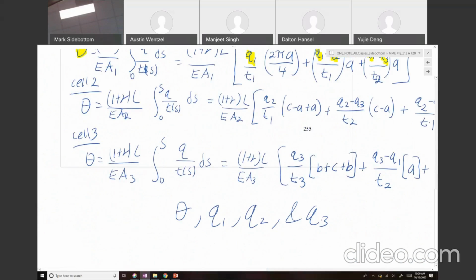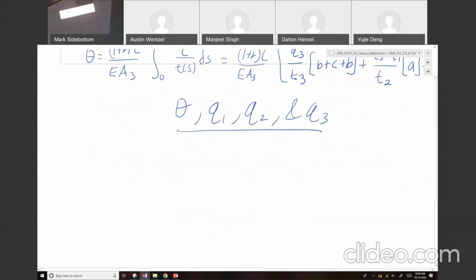So to solve for these four unknowns, by far the easiest method is to rewrite these four equations in a matrix. So we're going to rewrite these four in a matrix.